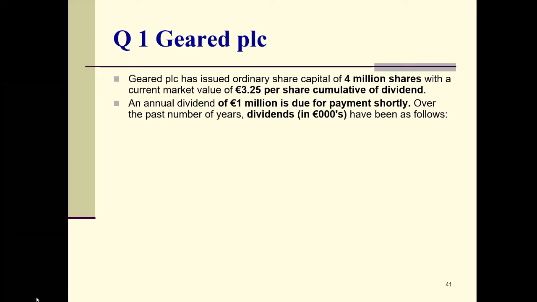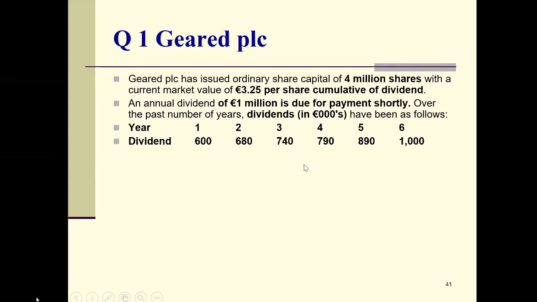Now that 1 million, I'm sure you understand, is not per share. That's 1 million euros available for the 4 million shares out there. So you'd have to figure out what that is per share, the dividend per share. But over the last number of years, the dividends in thousands of euros, and this is not dividends per share, these are the dividends for all of the shareholders, have been as follows.